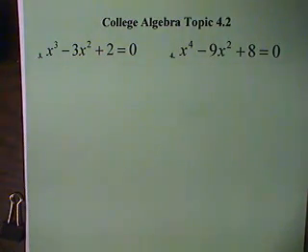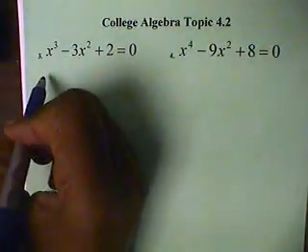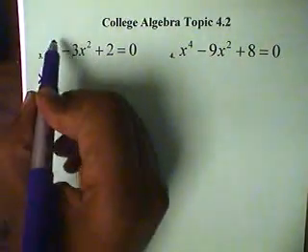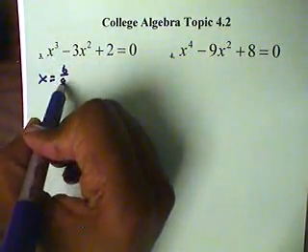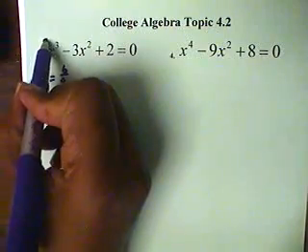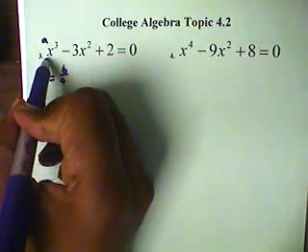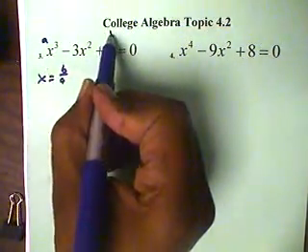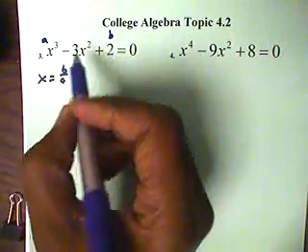College Algebra 4.2. We'll be solving these polynomials. First, I need to find possible rational solutions. So I'm going to take x to equal b over a. A stands for the number in front of the largest x, and b stands for the constant at the end.